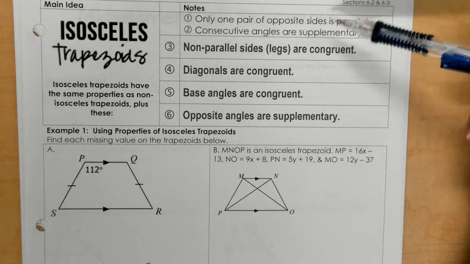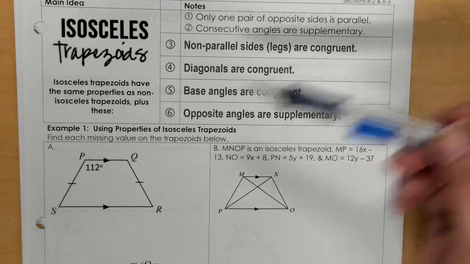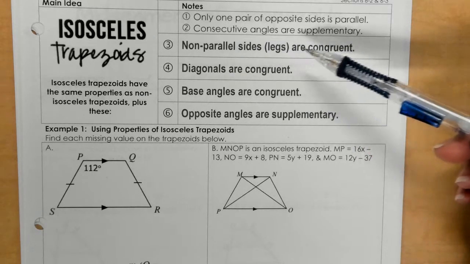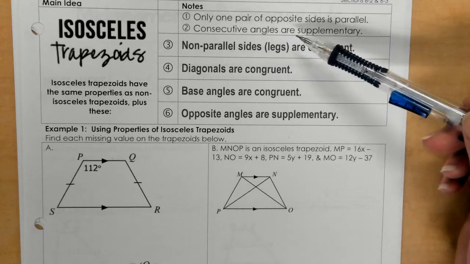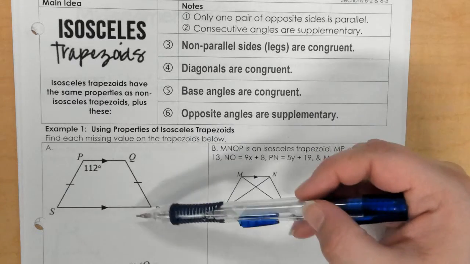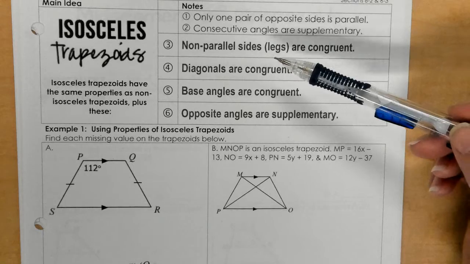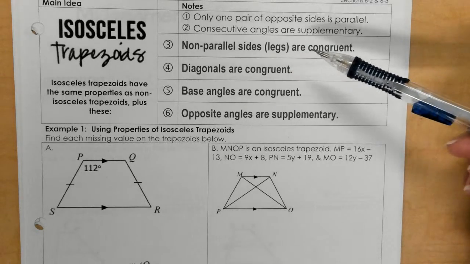So these two are still the same. One pair of opposite sides are parallel. We see that there. The non-parallel sides, the legs: consecutive angles are supplementary. So this plus this, or this plus this equals 180. The non-parallel sides, known as the legs, are congruent.